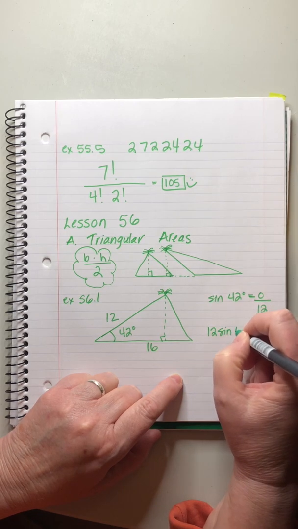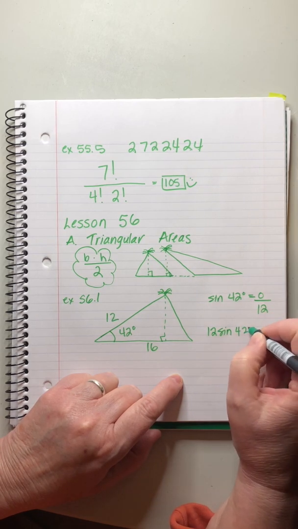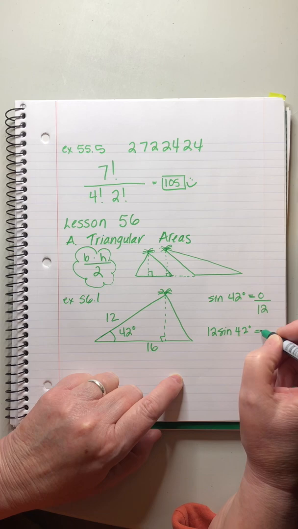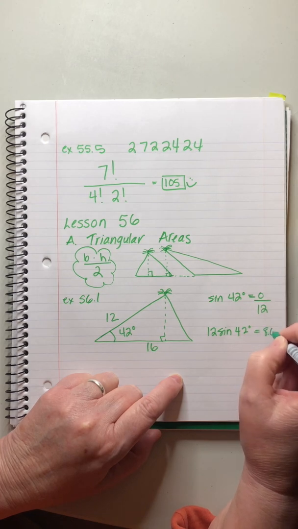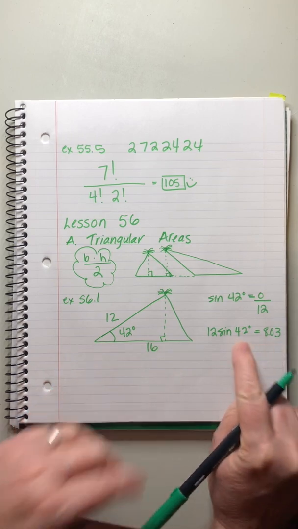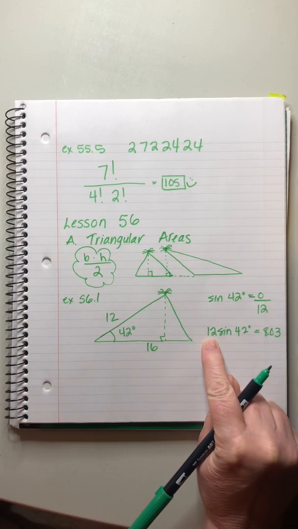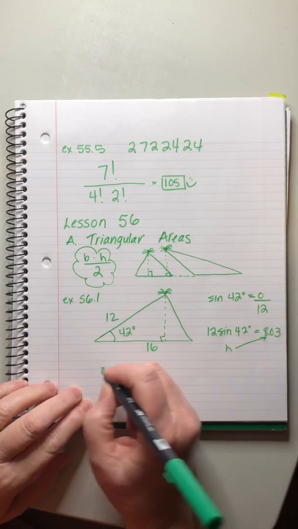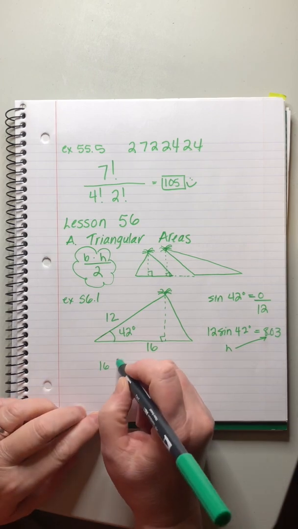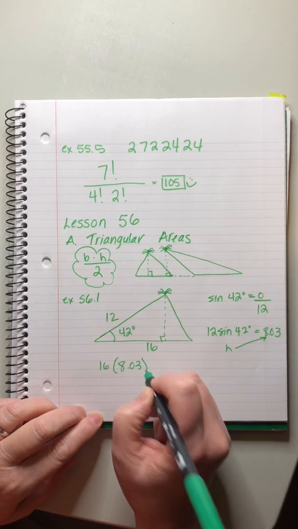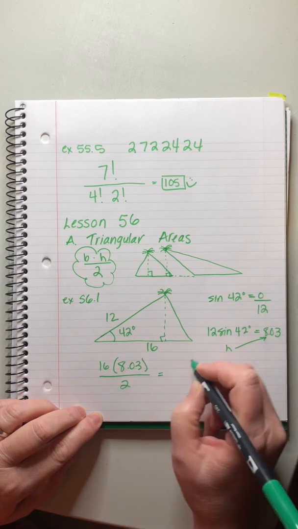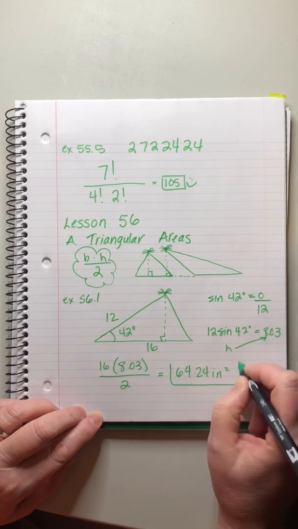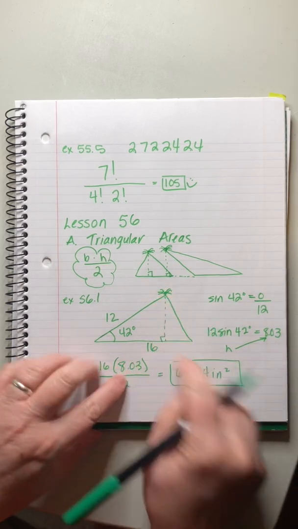And then we just bump that up. 12 times the sine of 42 degrees equals 8.03. That is a computer calculation. Remember, you put in the 42, then the sine, then times 12. Now we've got the height. So now we do 16, the base, times 8.03, the height, divided by 2, and there is the area of our triangle. Okay, so the trick here was to use the trig function to find the height.